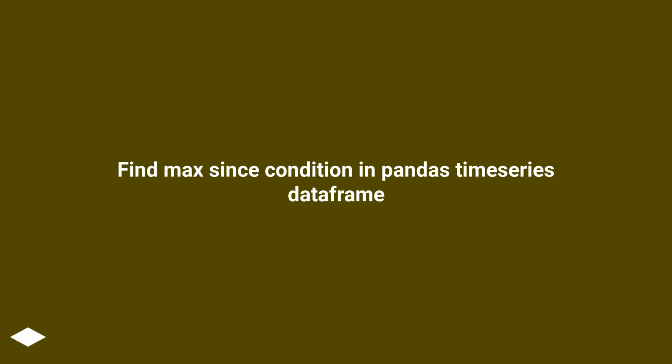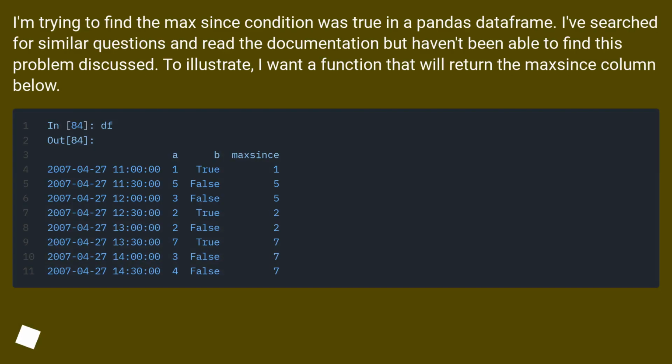Find max since condition in pandas time series data frame. I'm trying to find the max since condition was true in a pandas data frame. I've searched for similar questions and read the documentation but haven't been able to find this problem discussed. To illustrate, I want a function that will return the max since column below.